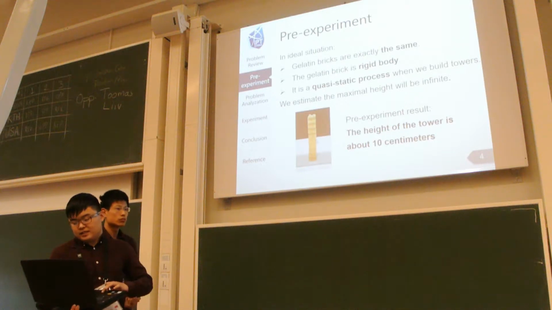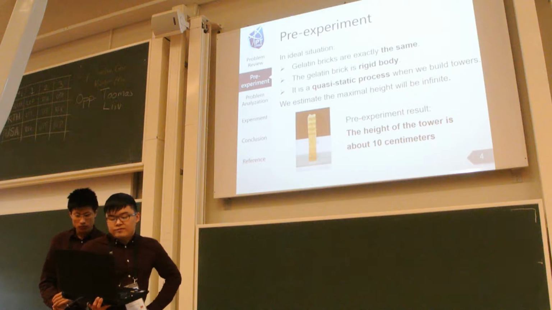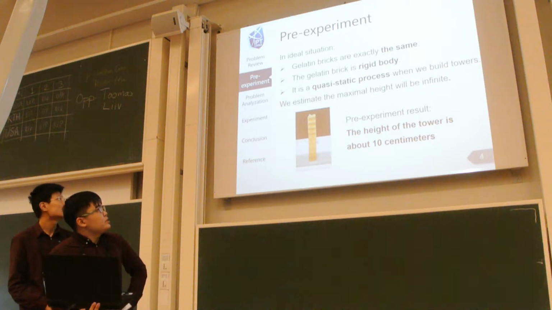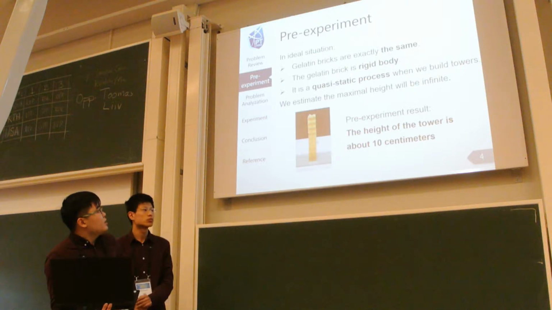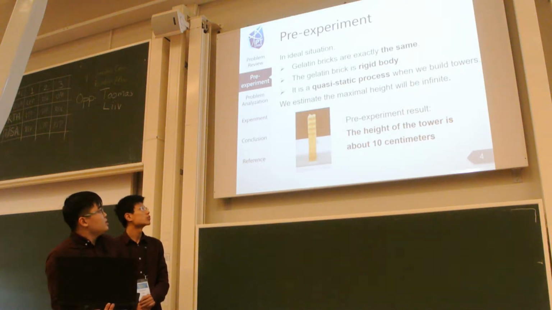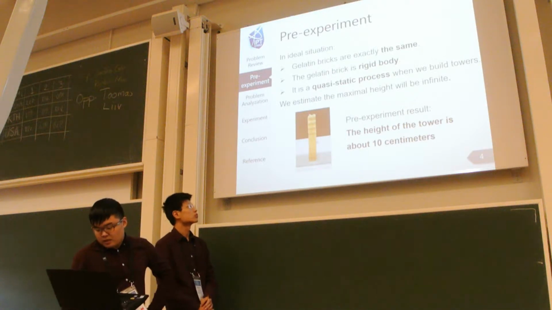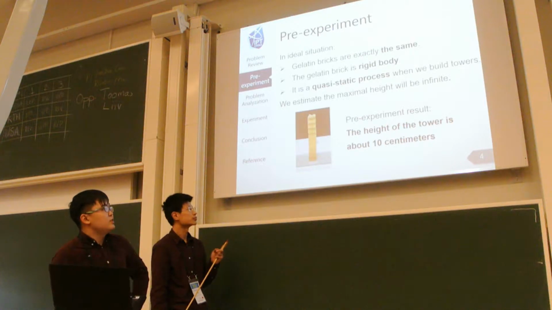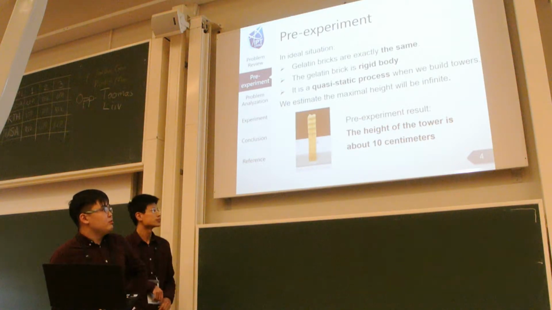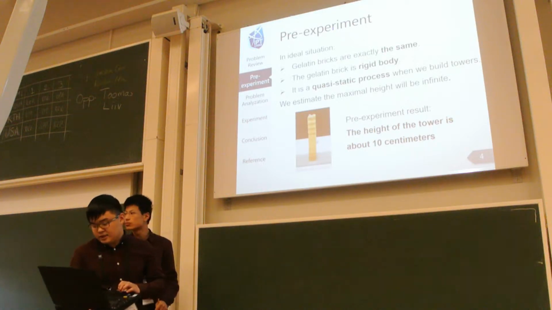First, let's analyze the problem in an ideal situation. We envision that the gelatin bricks are exactly the same, with the same weight and shape, and are rigid bodies, and it is a quasi-static process when we build the towers. Through this, we can estimate that the maximum height will be infinite. But in our pre-experiment, the result is that the height of the tower is only about 10 centimeters.